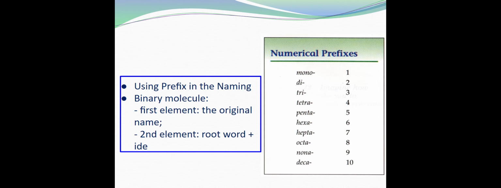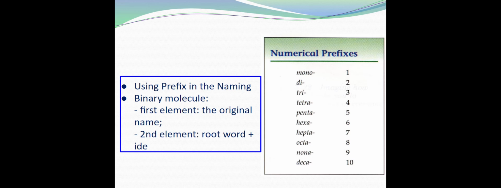For the other rule, it's similar to what we learned from the ionic compounds. For any binary molecule, meaning a molecule that contains two different atoms, we normally just name the first element using exactly the same name as in the periodic table. For the second element, we change the word to the root word, the first part of the word, and change the last part to IDE.